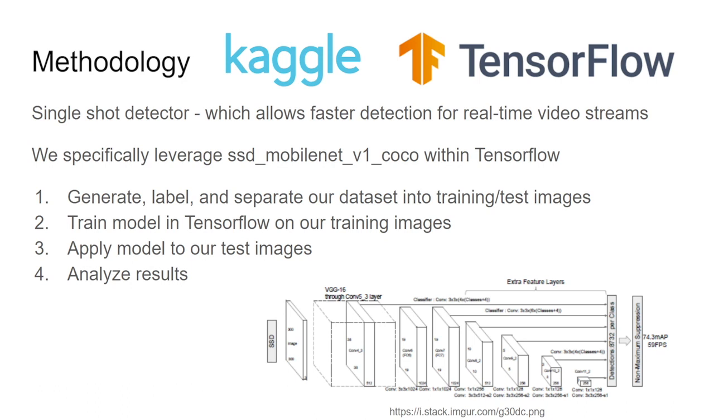To talk a little bit about our methodology, we used Kaggle for our data set, which you'll see later, to acquire a data set on handguns, as well as TensorFlow and a pre-trained single-shot detector model from their API. It was trained on their COCO database, which is common objects in context, things such as people, pets, chairs, cars. And then we trained that on our data set of handguns and weapons in order to get a working model that could detect objects in a frame or a picture with handguns.